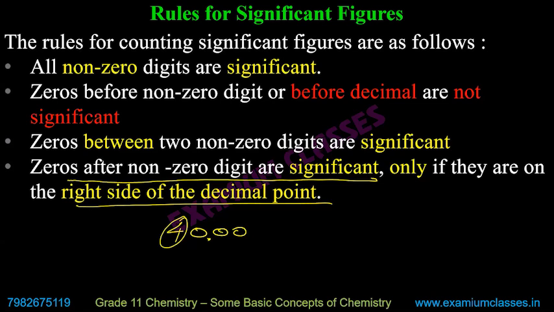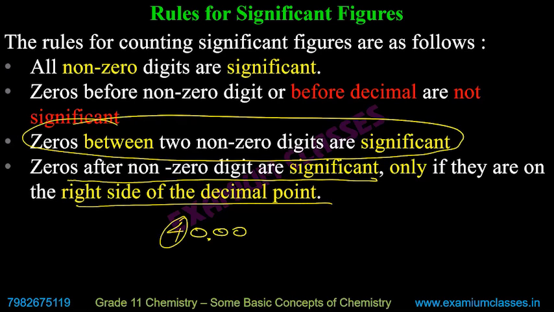This is significant. And now by applying the rule, zeros between two non-zero digits are significant. So this is significant, and these two became significant. And this zero is in between two significant figures. It means this will also become significant, even if it is on the left side of the decimal point. So don't think that if I place the decimal here, only these two will become significant. These two will become significant, but now because you have this zero between two significant figures, this also becomes significant. Total 4 significant figures will be there.